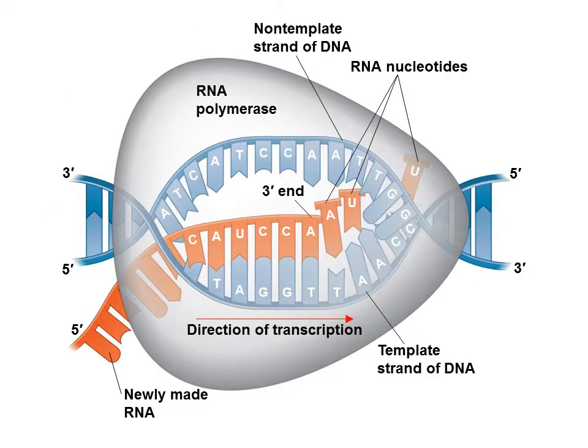How does this occur? The TIC complex is going to open up the two strands. The two strands are held together by hydrogen bonds. So only about 20 nucleotides are opened up at a time.